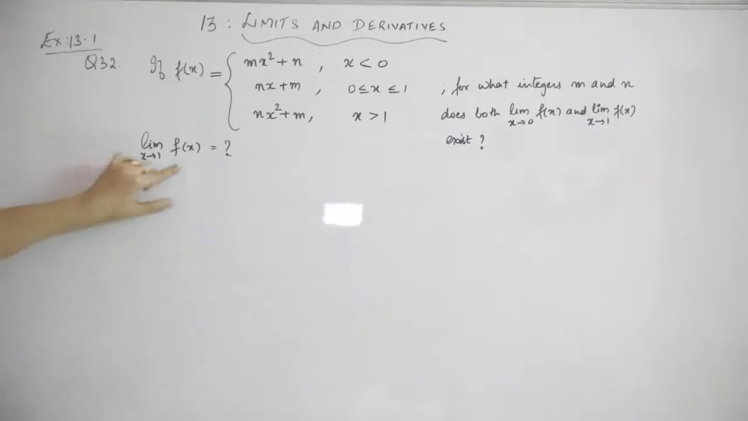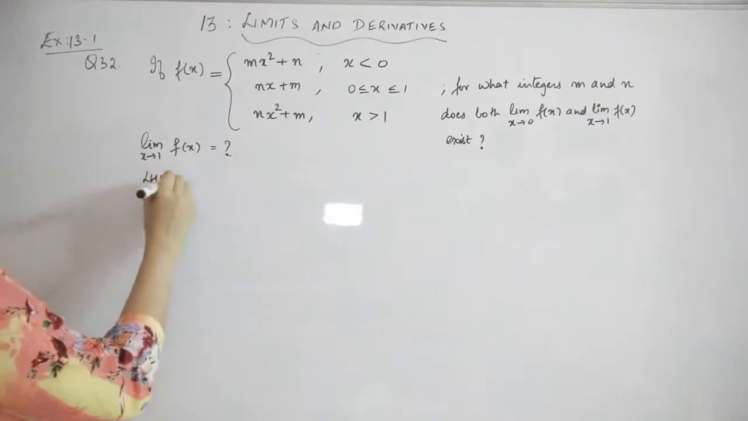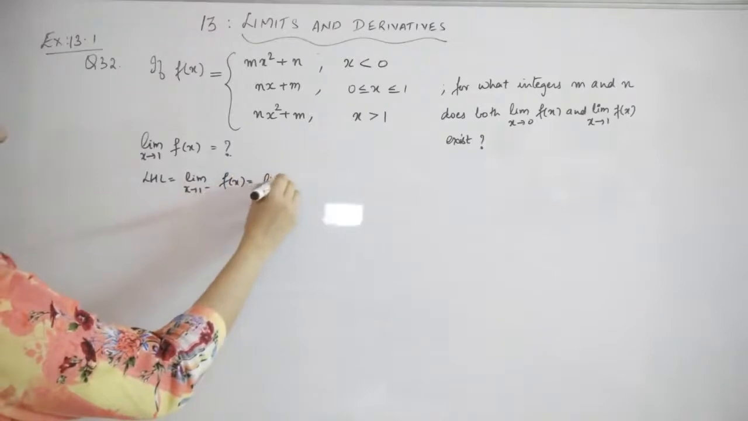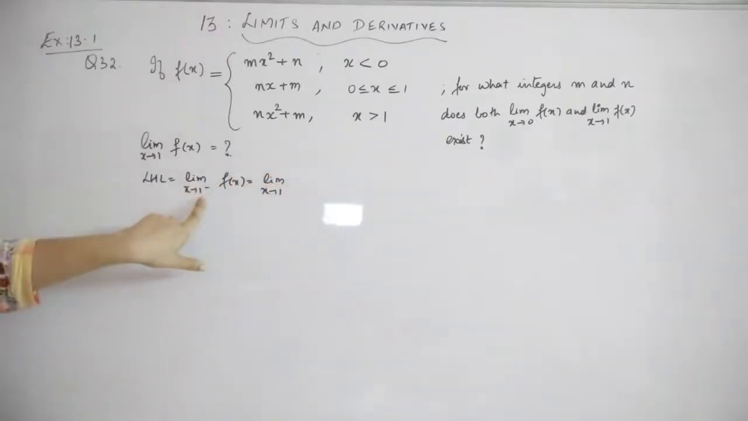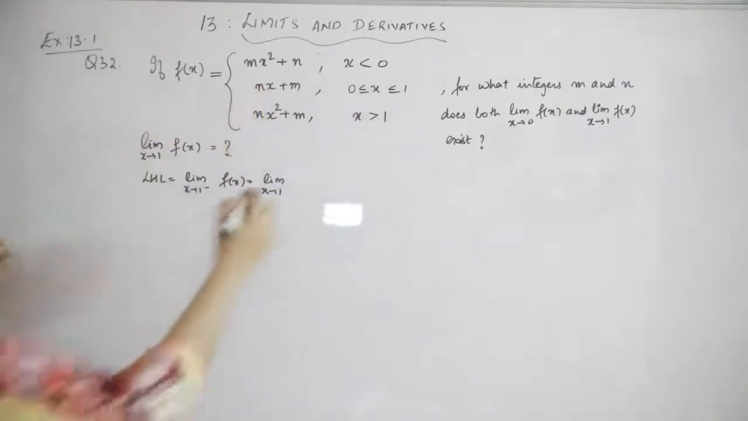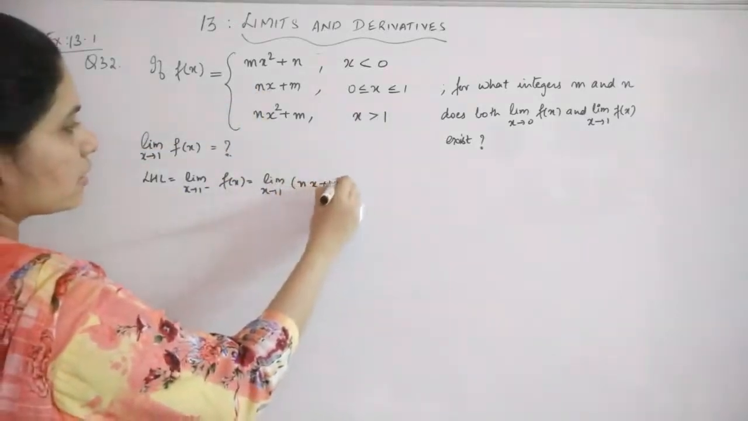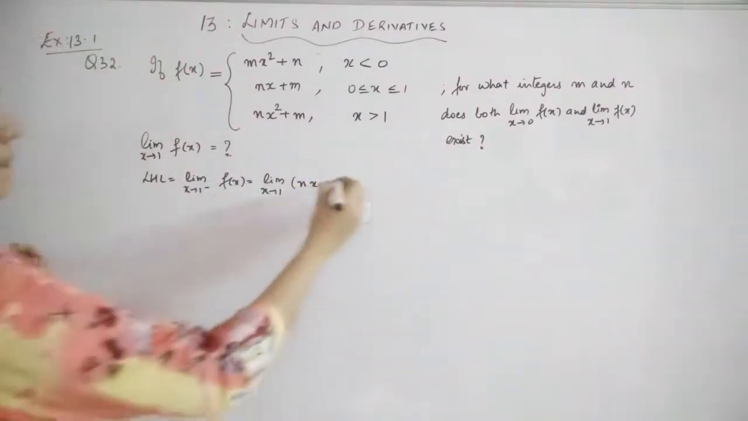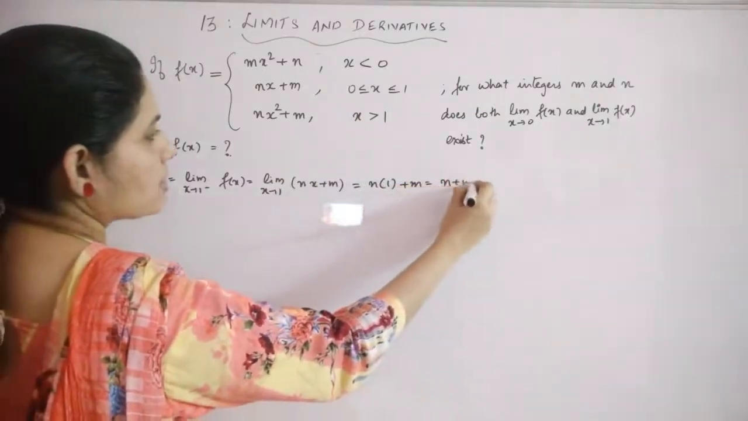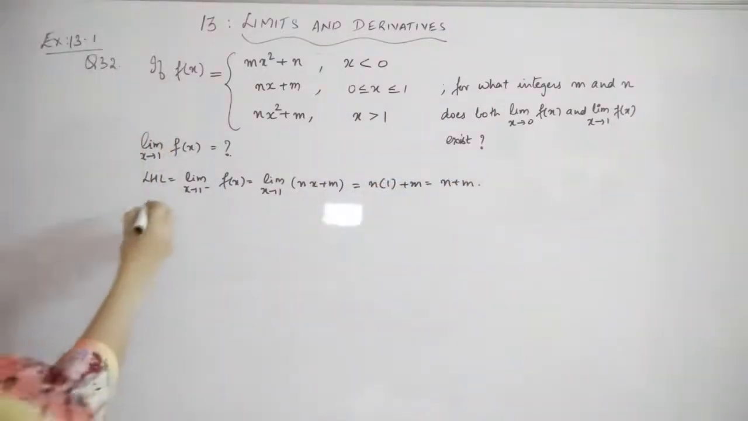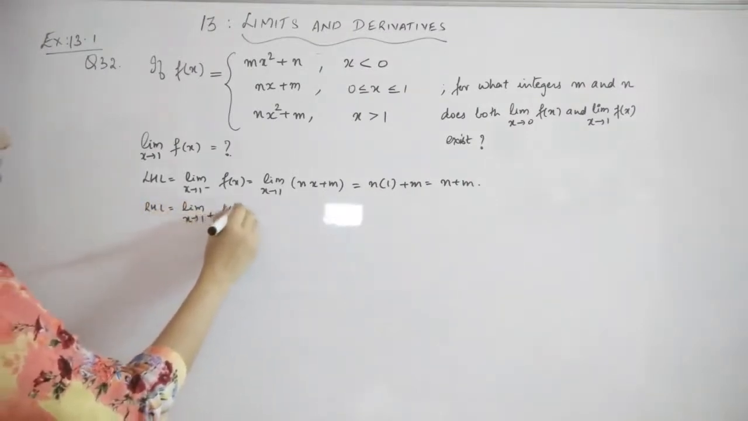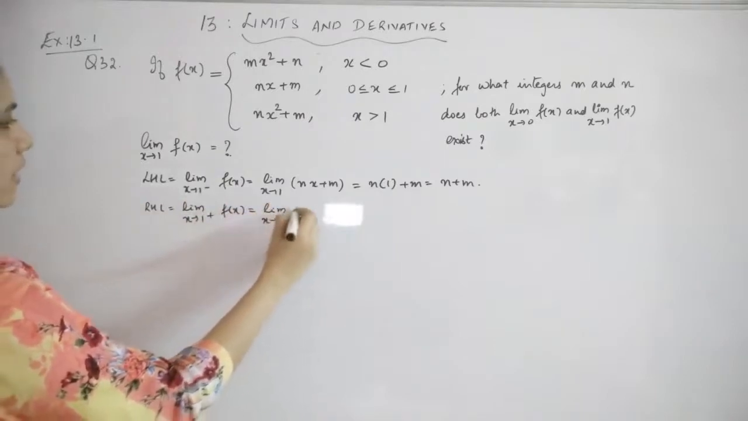Now for limit x tends to 1 f of x, again we will start with the left hand limit, which is limit x tends to 1 minus f of x. Replacing the function value, it is less than 1, and less than 1 is also included in the middle one. That means nx plus m should be used instead of f of x. Now we will replace x with 1, so that you will get n plus m as the left hand limit value. Now RHL is equal to limit x tends to 1 plus f of x, which is equal to limit x tends to 1.